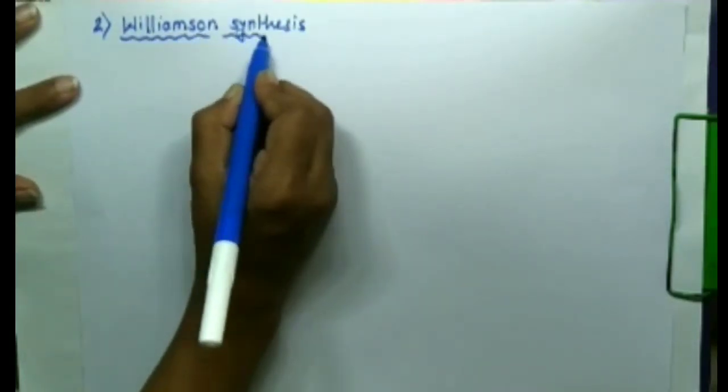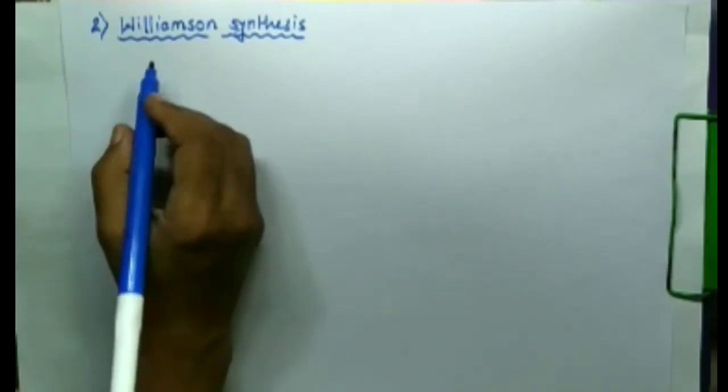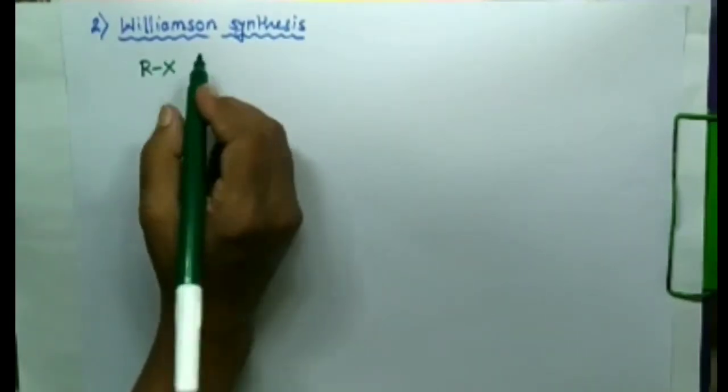Ether is also synthesized by the Williamson method. It is an important laboratory method for the preparation of symmetrical and unsymmetrical ethers. In this method, alkyl halide is allowed to react with sodium alkoxide. So the general reaction is alkyl halide, R-X, that is nothing but alkyl halide.